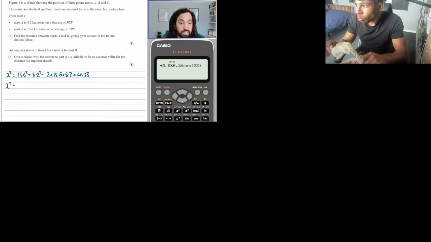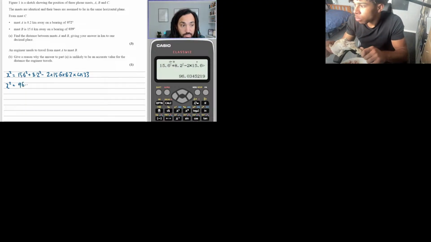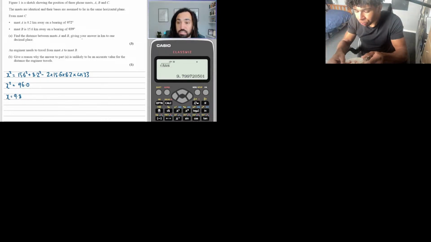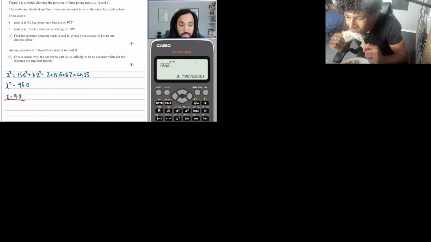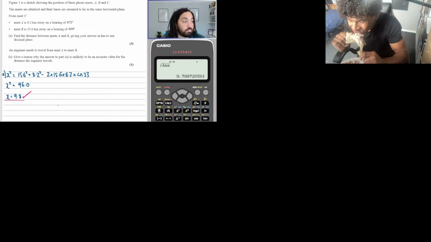Okay, I've just put that into my calculator, being careful to make sure that my calculator is in degree mode, and I've got 96.0. So then to find that actual distance, I need to square root the answer. So therefore I get 9.80. It's just a 1 decimal place, so that's just 9.8. Great, so I can underline that, give that a tick, and that is for part A.